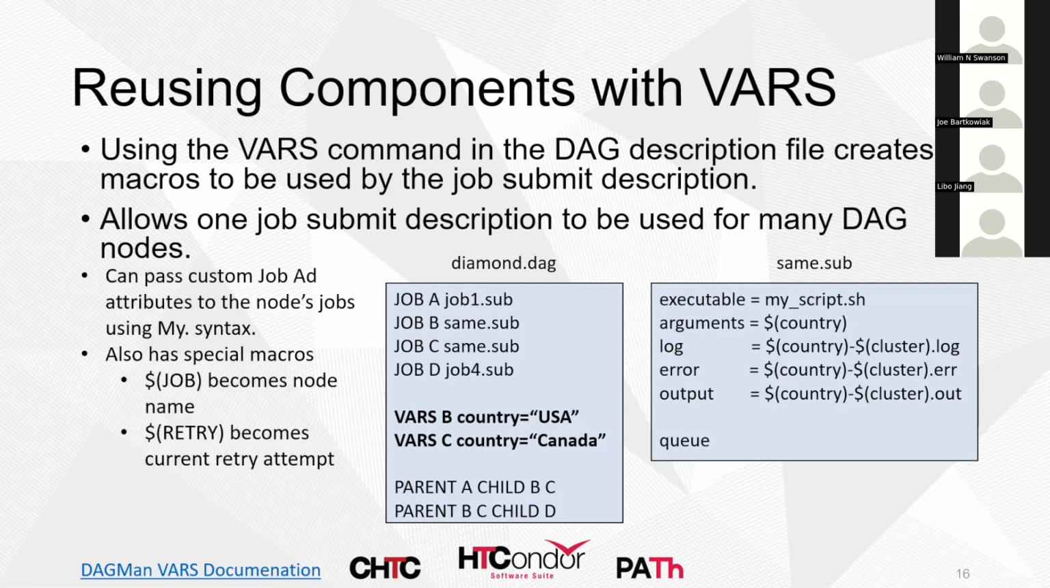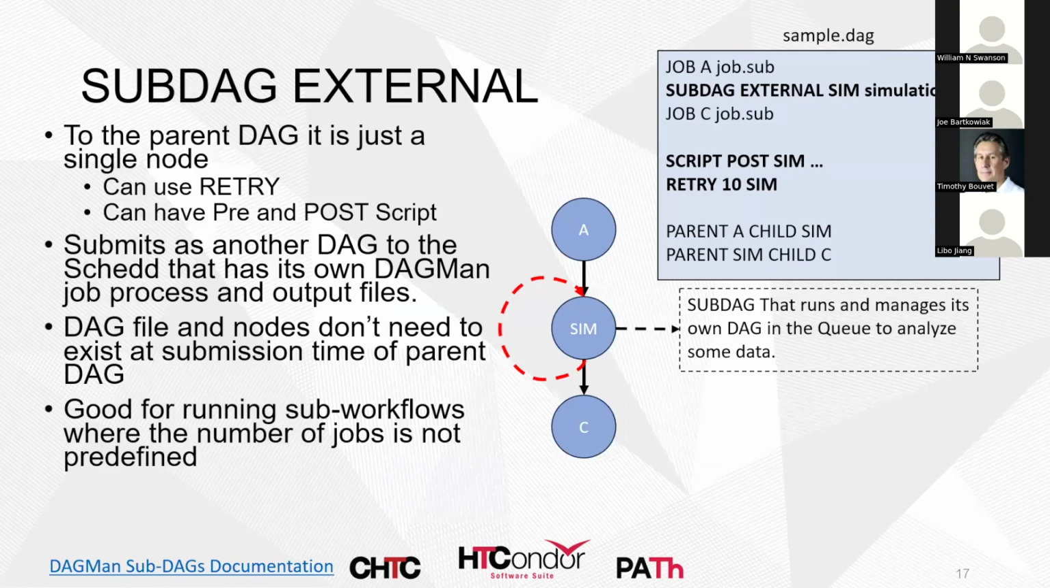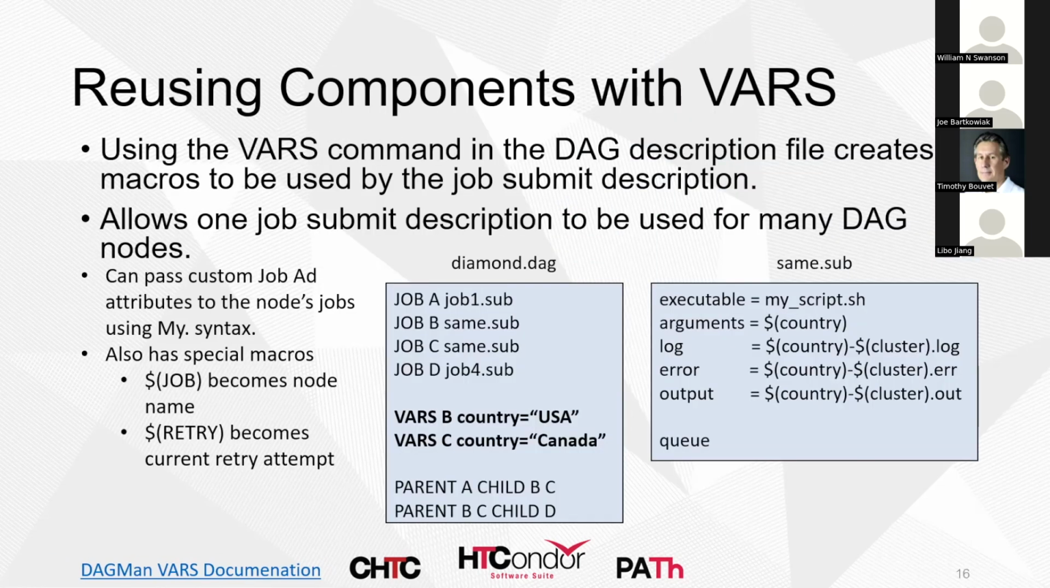You can also use this to create custom job ad attributes. Something neat you can do. We do also provide special macros that you can use in the job submit files. So you don't have to specify a vars C job equals something. You can just put job in the submit file, and that will actually replace with the node name. So you can add this variation, saying, yes, this will be b-cluster.log.